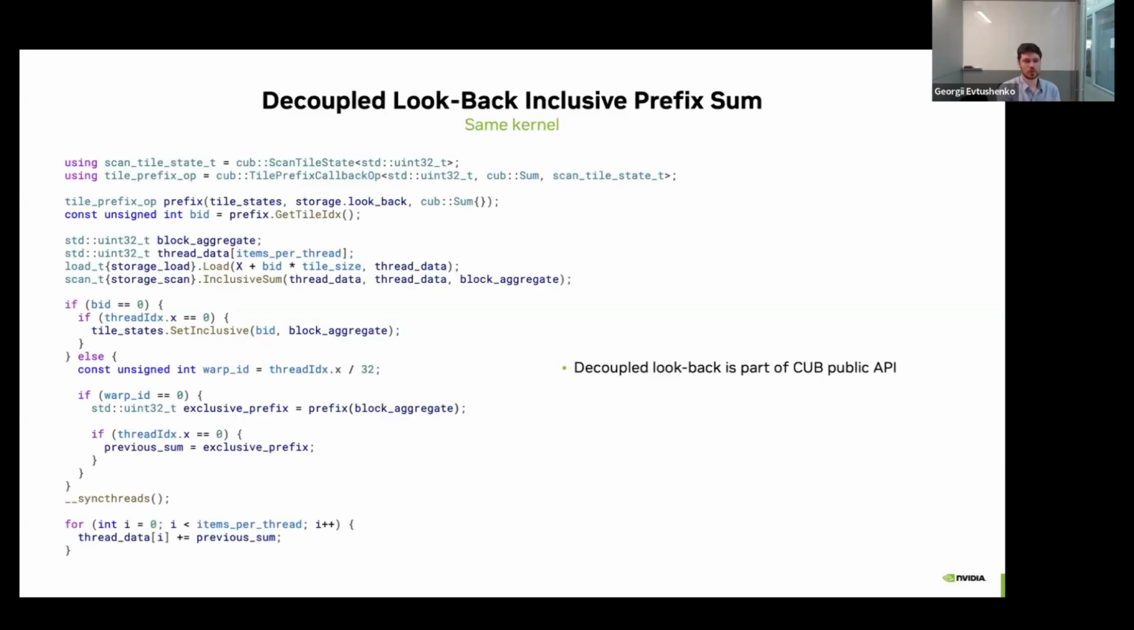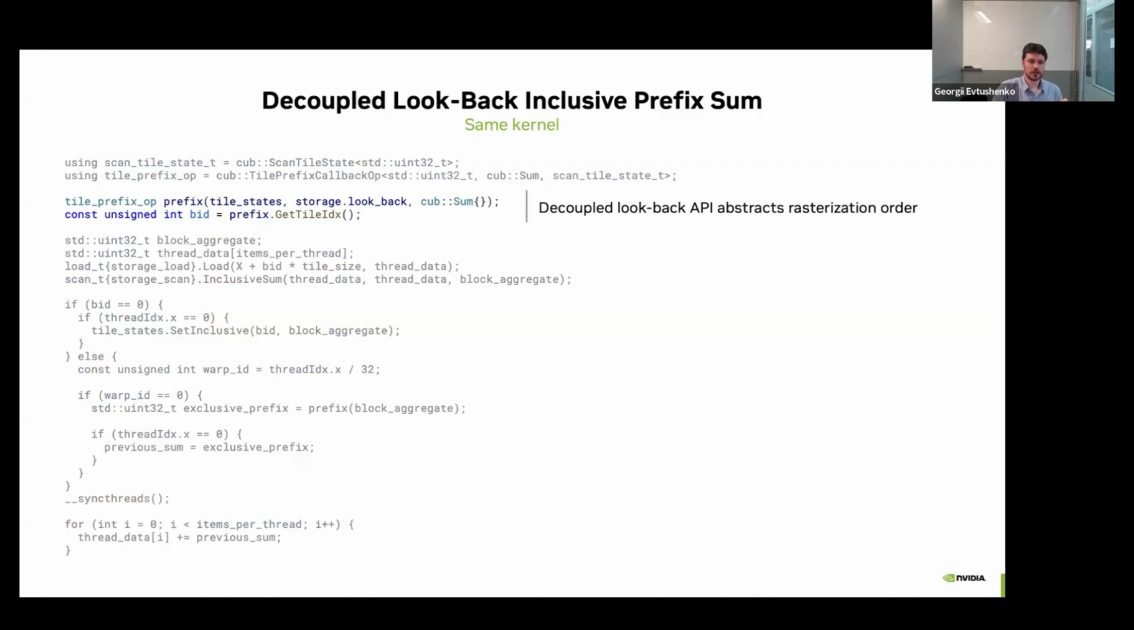The good news is that we spend a lot of time thinking about this, so you don't have to. CAP exposes decoupled lookback, so all aspects of selecting the lookback window, delay scheme, etc. are hidden behind a high-level abstraction. Let's take a closer look at decoupled lookback.